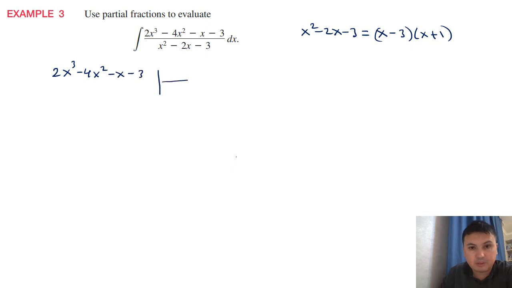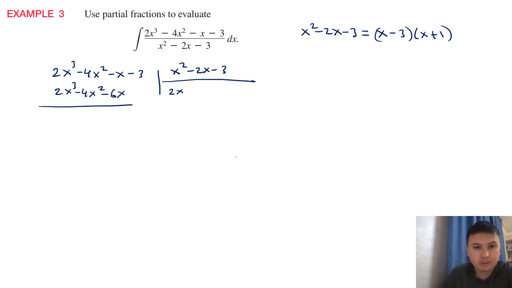So this term is divided by x squared minus 2x minus 3. Alright, so you multiply by 2x, then you get 2x cubed minus 4x squared minus 6x, and then you subtract. These terms cancel. You get plus 6x minus x, so 5x minus 3. Now the degree of 5x minus 3 is less than x squared, right? So this 5x minus 3 is my remainder.